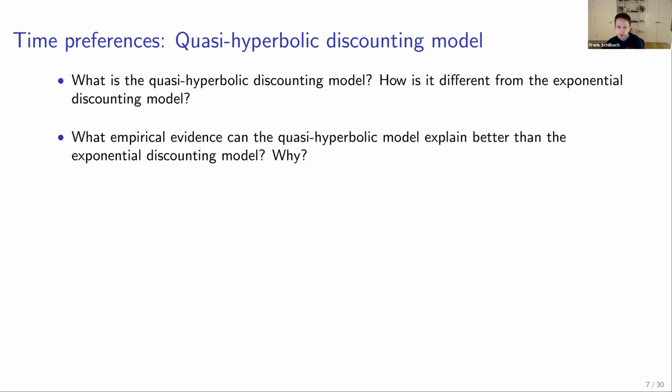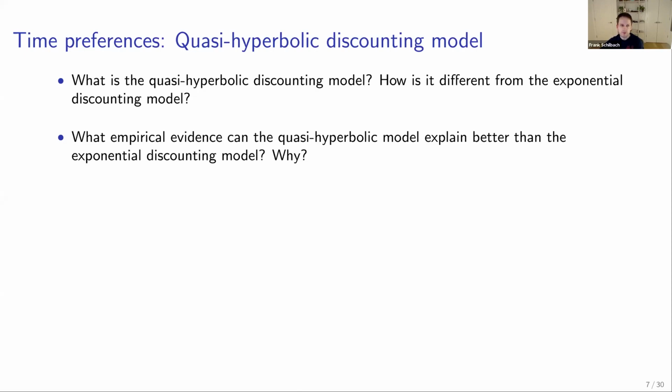Now, what empirical evidence can the quasi-hyperbolic model explain better than the exponential discounting model, and why is that? So you should be familiar with, for example, things like preference reversals or demand for commitment. Why is that consistent with the quasi-hyperbolic model? And why is it not consistent with the exponential model? Of course, that's what we discussed in the previous slide.